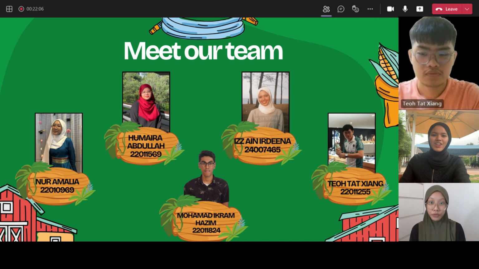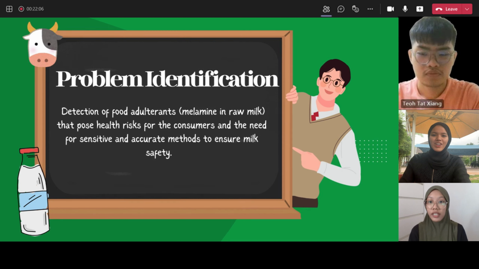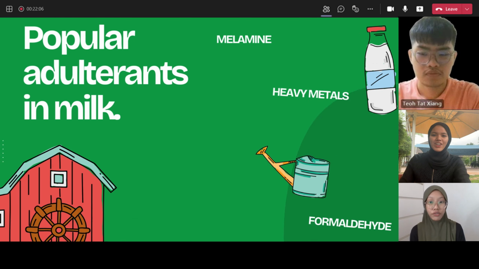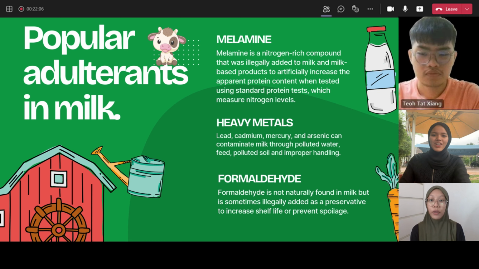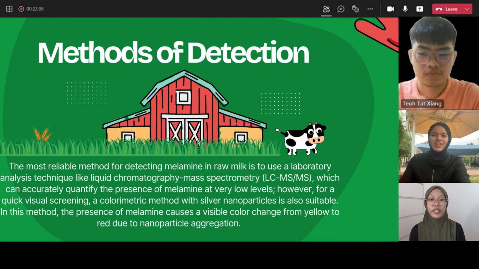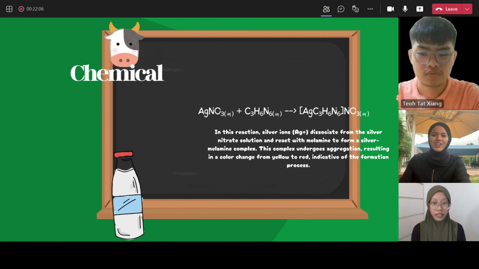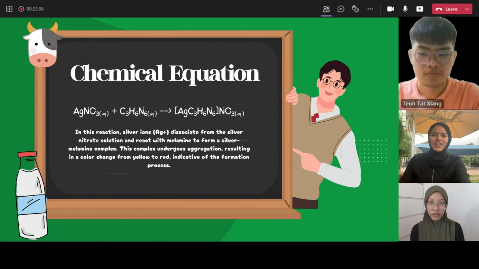So we are from group 2. We are going to present about the food adulteration in raw milk. So what is the problem identification? The problem identification for this topic is the detection of food adulterants, which is melamine in raw milk, that pose health risk for the consumers and the need for sensitive and accurate methods to ensure the milk safety.